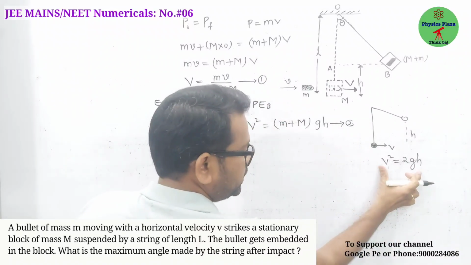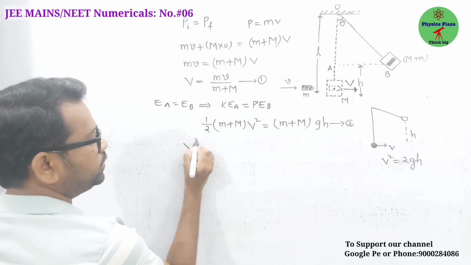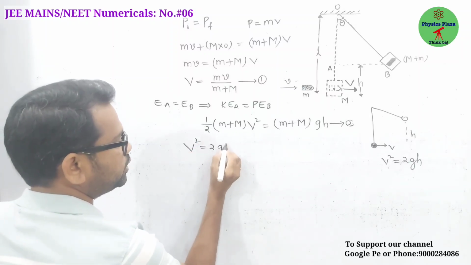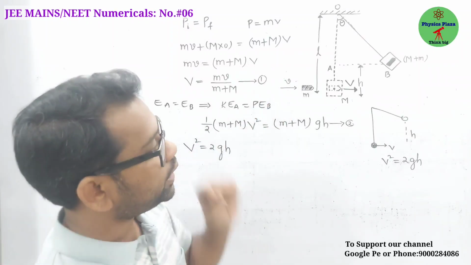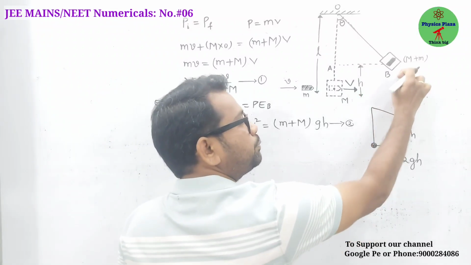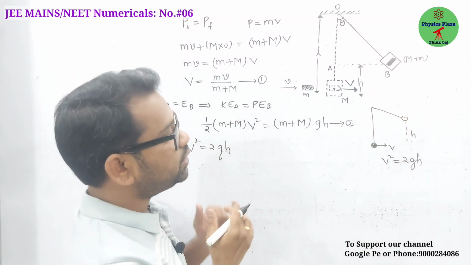Now, v square is equal to 2gh, right? Yes. So v square is equal to 2gh. But here h is not known, right? h is the height to which the block is raised. So here we can calculate it.